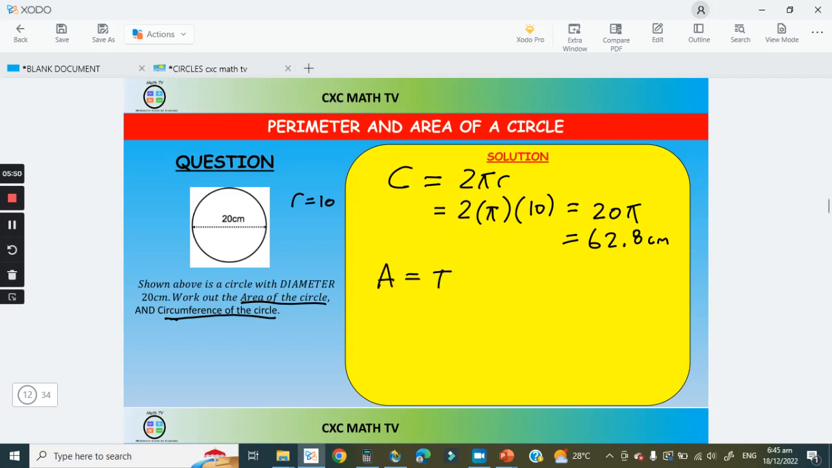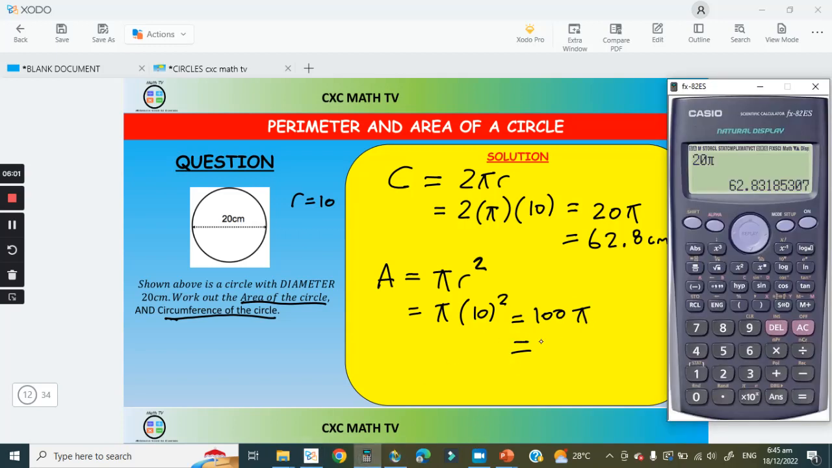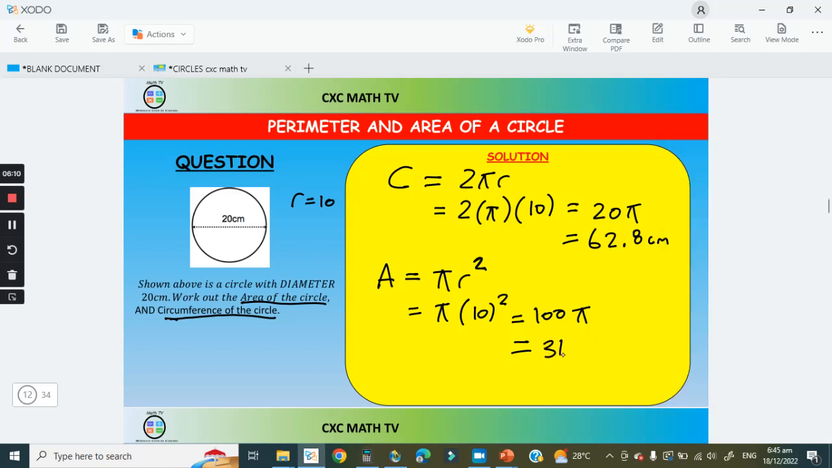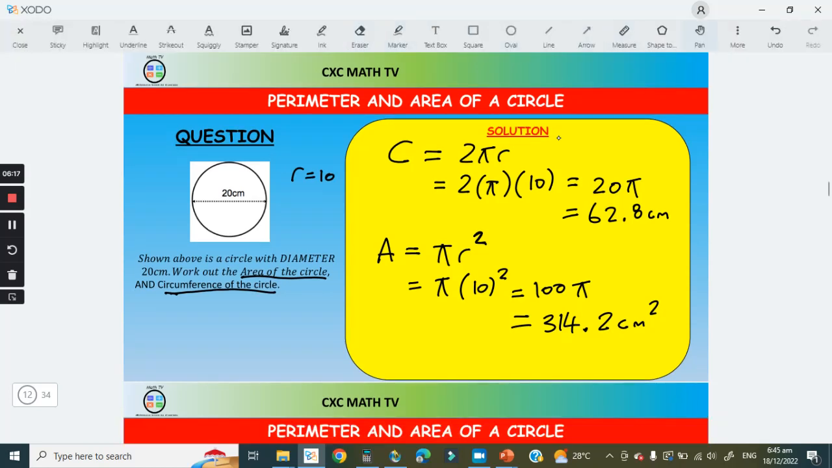For the area now, which is pi r square, that's pi times 10 square. 10 square is 100, so we get 100 pi. Then you can put that into your calculator, 100 pi, and we get 314.2 centimeter square. Key thing, centimeter square. So remember your units. Remember with circumference, it's centimeter. With area, it's centimeter square.